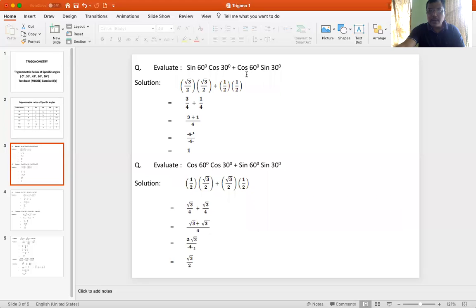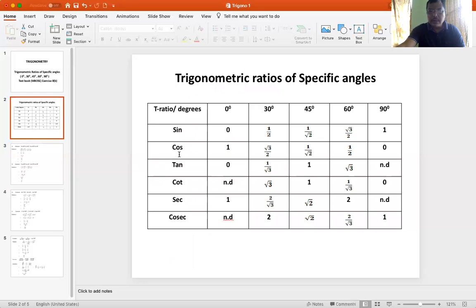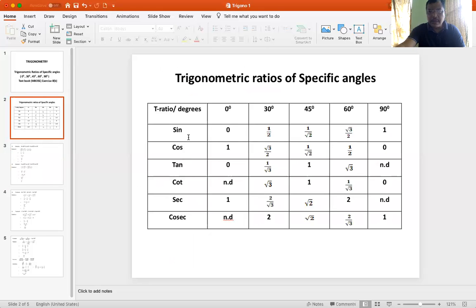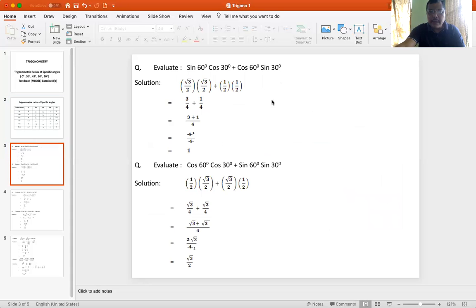Plus, again, cos 60 degree. Now, if you go to the table for cos 60 degree, we find that its value is 1 by 2. So here for cos 60 degree, we write 1 by 2. Again, for sine 30 degree, if we go to the table, we find that it is 1 by 2. So for sine 30 degree, we write here 1 by 2.